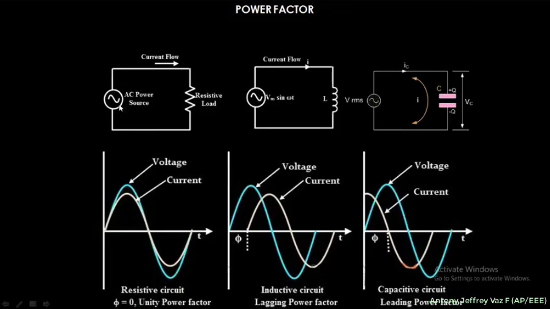If you connect an alternating current source or alternating voltage source to a resistive load and you are supplying the power to the resistive load, then a current will be flowing and a voltage will be present in the power source. When you plot the voltage and current in a graph, here this one is the voltage waveform and this one is the current waveform.